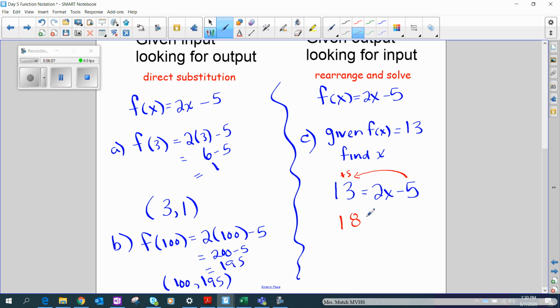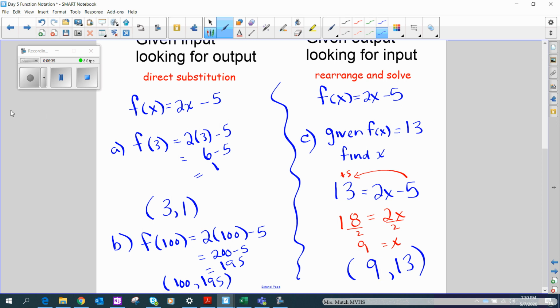I guess I'll go with red. So that equals 2x. And then now we're going to divide both sides by 2, and you get x is equal to 9. Let's go back to blue here for a minute. Okay, so if I was going to write that as a coordinate, like we already knew 13, but it's going to be 9, 13. We knew the output, and this time we are looking for the input.